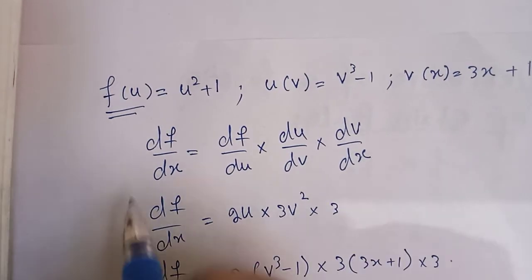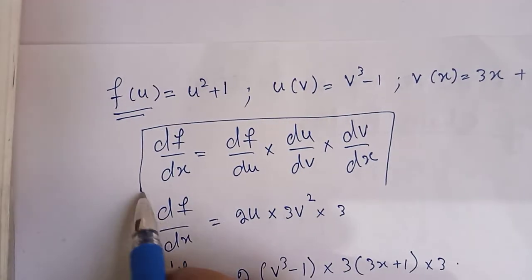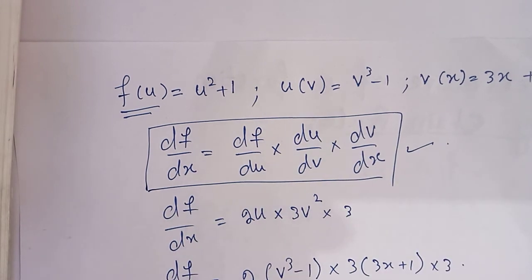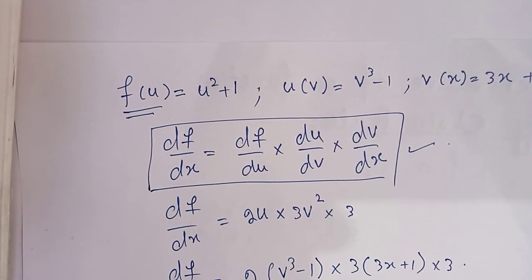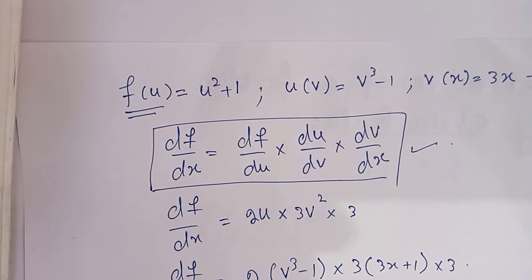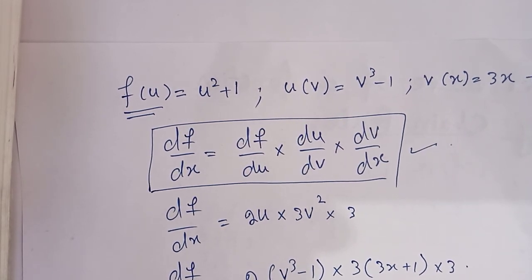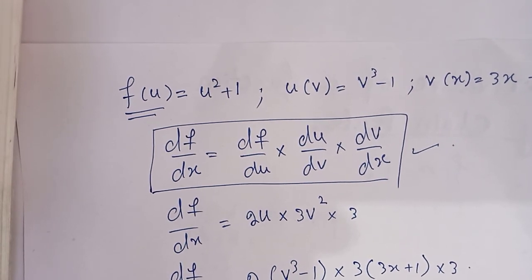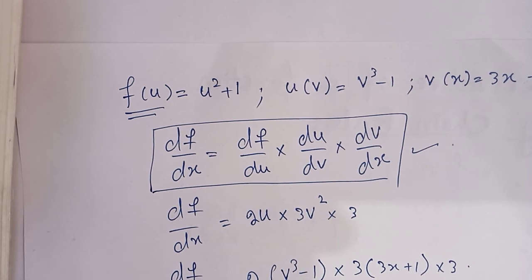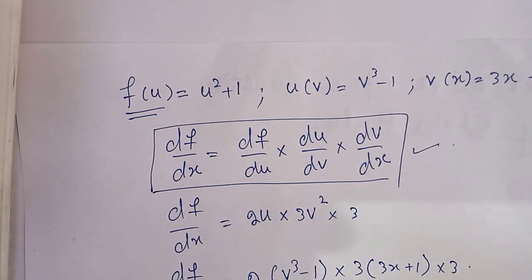But we are interested in the chain rule. You see that this is the chain rule. Remember, whenever you are differentiating a composite function, you will always use the chain rule. The differentiation of a composite function is always carried out with the help of the chain rule. So this is the chain rule.